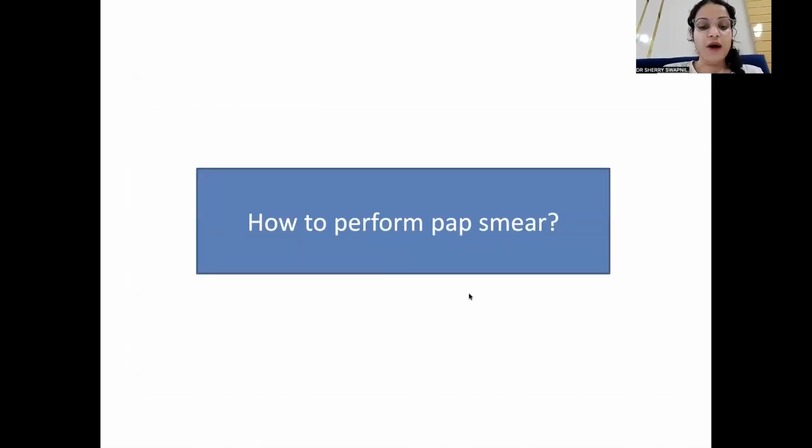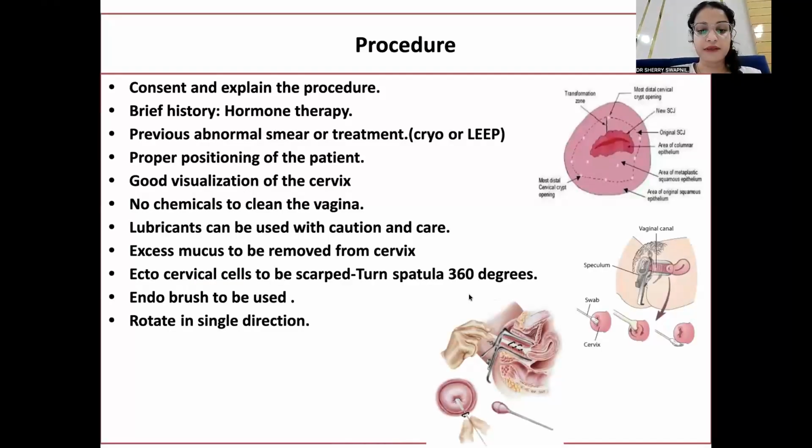Now, the question is how to perform a pap smear. The procedure, as you all know, is very simple, and I'll go through it in brief. We should take the consent of the patient and explain the procedure. A brief history should be asked regarding any hormone therapy, previous abnormal smear, or any treatment that the patient has taken. Then proper positioning of the patient should be done.